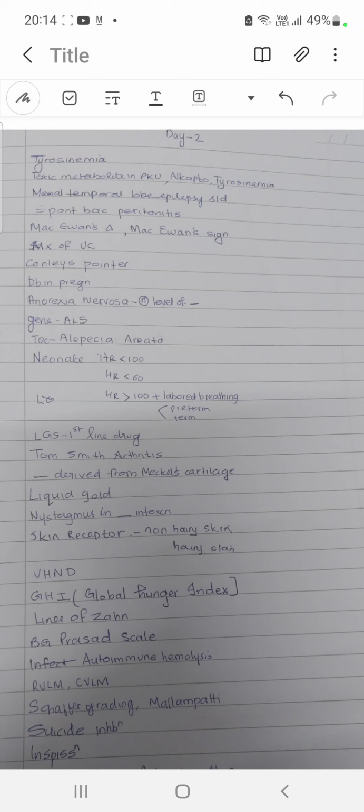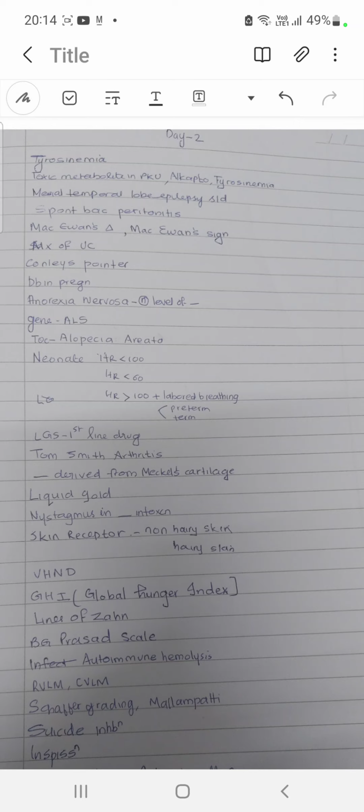Mesial temporal lobe epilepsy syndrome, there will be hippocampal sclerosis in MRI. Spontaneous bacterial peritonitis, important point 1 is neutrophil count more than 250 to diagnose. It is exacerbated by giving proton pump inhibitor.